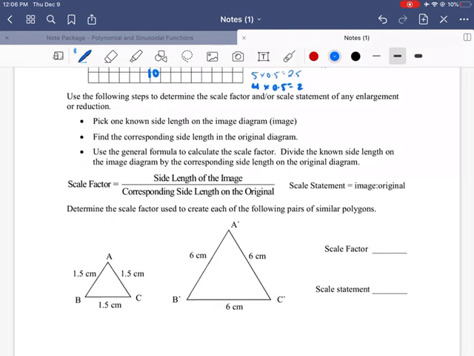So use the following steps to determine the scale factor. Pick one side of the image, pick the corresponding side of the original, and that is your scale factor. And then your scale statement is the image compared to the original. So first of all, figure out which is your image, that uses the apostrophes. This is your OG. This is an equilateral triangle, so it doesn't matter which one we pick, but we're going to take 6 over 1.5.